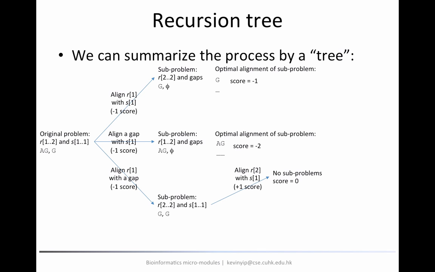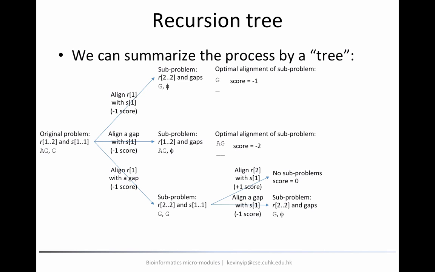You can align R2 with S1. Since they are the same, both of them are G, then there will be a score of +1. And there are no new subproblems, so the score of the subproblem is 0. Or we can align a gap with S1, which will introduce an indel with a -1 score, and we have a subproblem, which is to align R[2...2] with gaps.